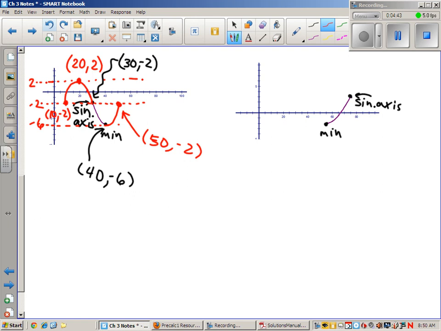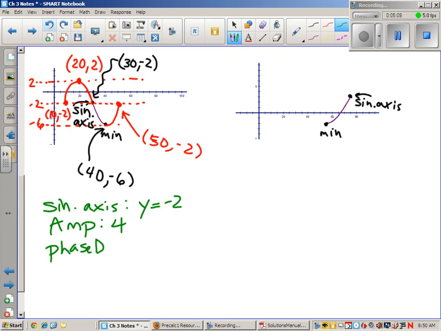It's all kind of squished in there, but you can see where I have 1 full cycle of the sine graph. So I look for the sinusoidal axis. My sinusoidal axis here is that middle line at y equals -2. My amplitude is how far above and below I go. That's 4 above and below that sinusoidal axis. My phase displacement, how far am I starting over, or where's my starting point? That phase displacement is my shift. Instead of starting at 0, it starts at 10.